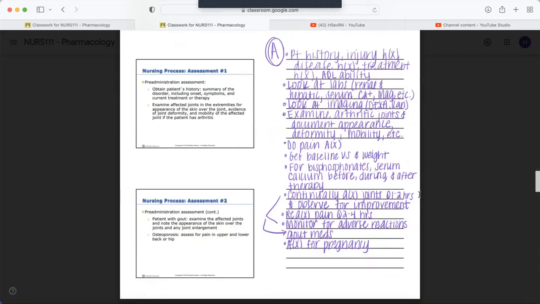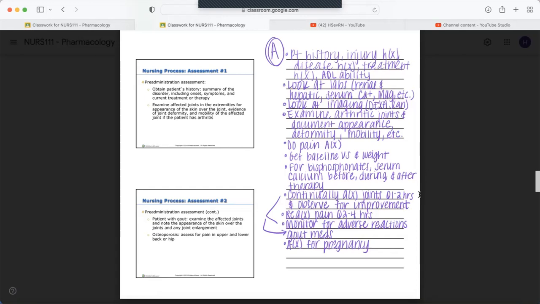Okay, nursing process, assessment: get a good patient history of the injury, history of the disease, history of treatments that we've used, treatments that have worked, treatments that have not worked, baseline ADL ability. What can you do at home by yourself? What are you having troubles doing? You also need to look at labs, specifically your renal and hepatic labs, your calcium levels, if you're going to be giving a bisphosphonate, your magnesium levels, etc.